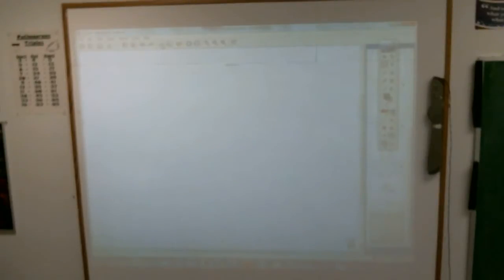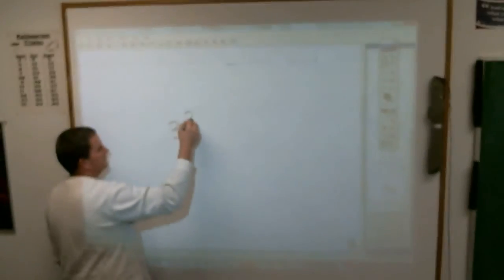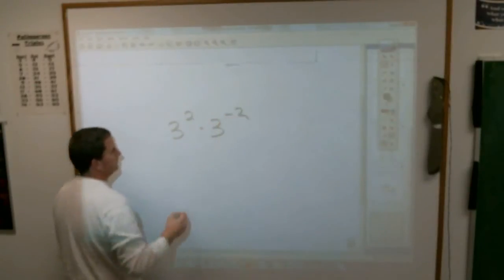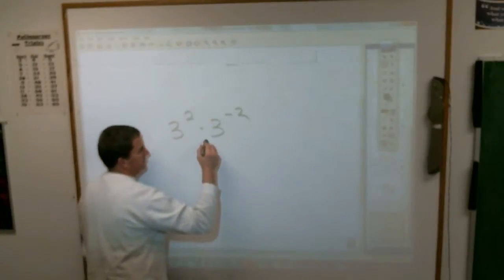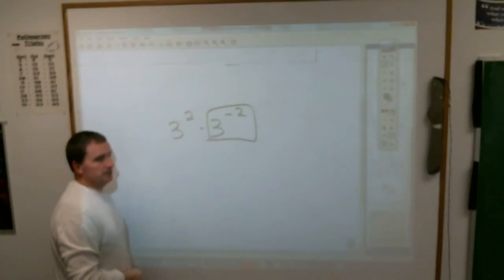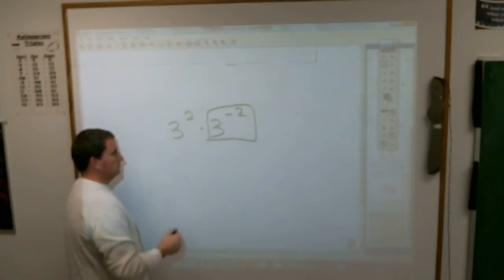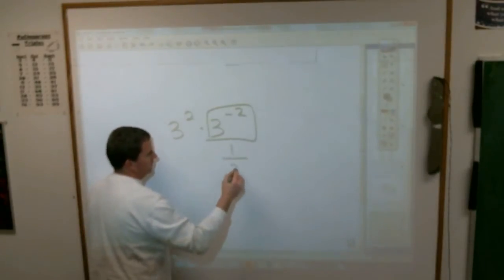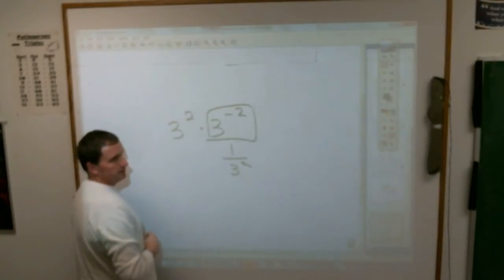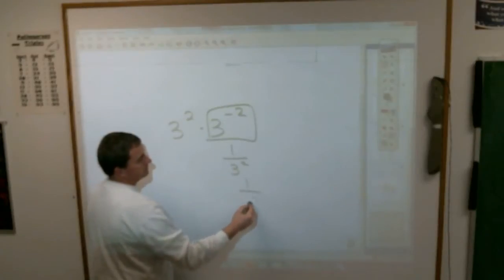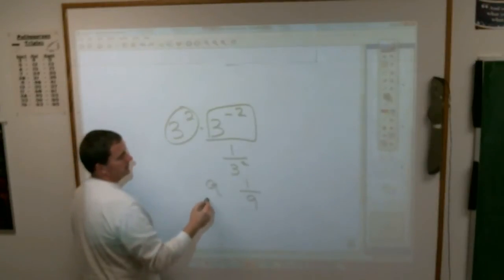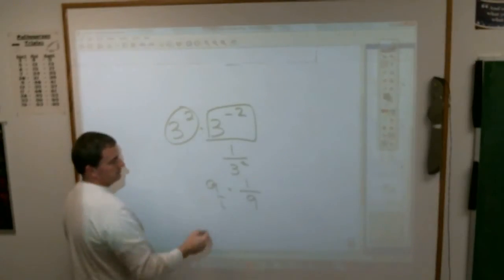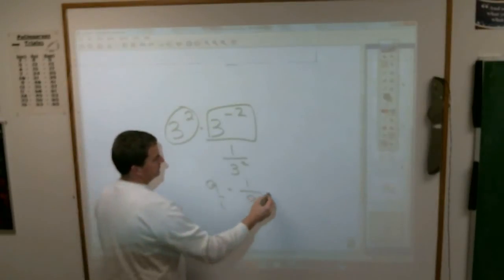Oh yeah, 3 squared times 3 to the negative 2 power. Again, negative exponents are not your friends, so the first thing you're going to do is make this positive. How do I make 3 to the negative 2 power positive? Logan? Put 1 over. It's 1 over 3 squared, and 1 over 3 squared is 1 over 9. Thank you. 3 times 3, 3 squared is 9. What's 9 times 1 ninth? Caleb? 1.